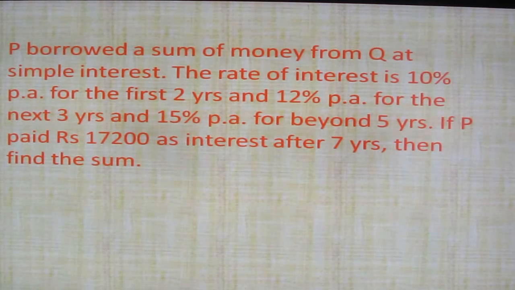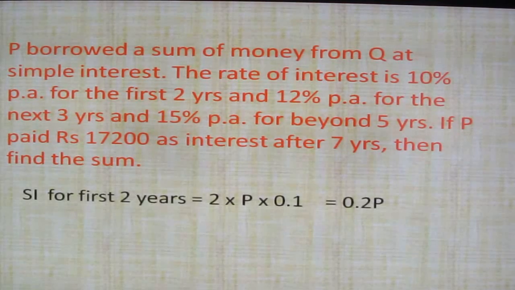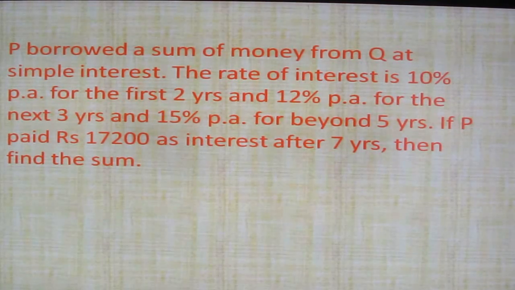P borrowed a sum of money from Q at simple interest. The rate of interest is 10% per annum for the first 2 years and 12% per annum for the next 3 years and 15% per annum for beyond 5 years. If P paid rupees 17,200 as interest after 7 years, find the sum. How to do this? Take 10% as 0.1.